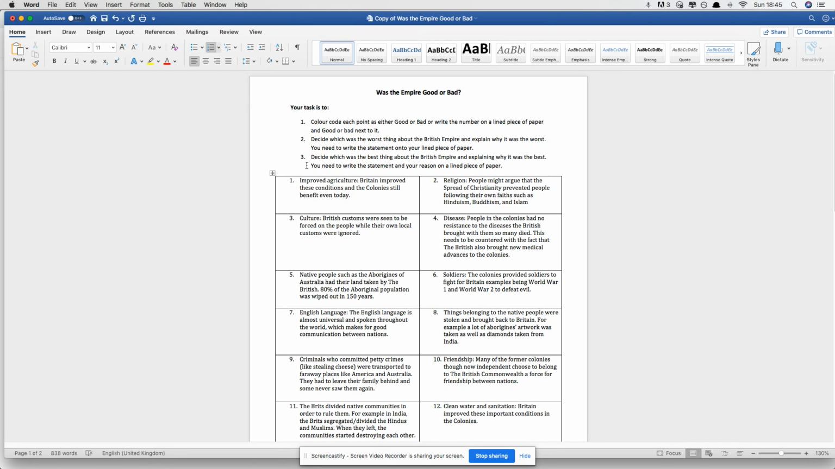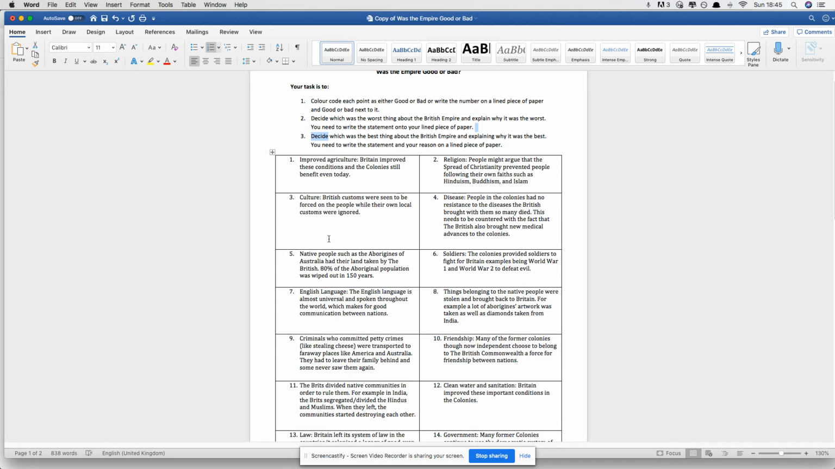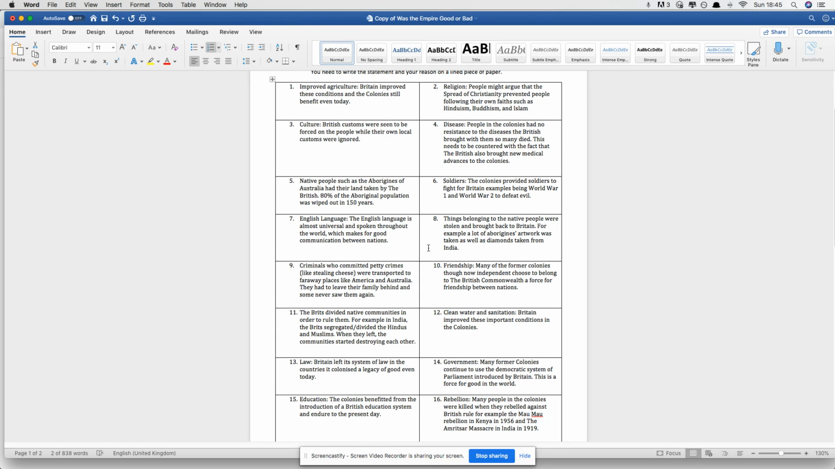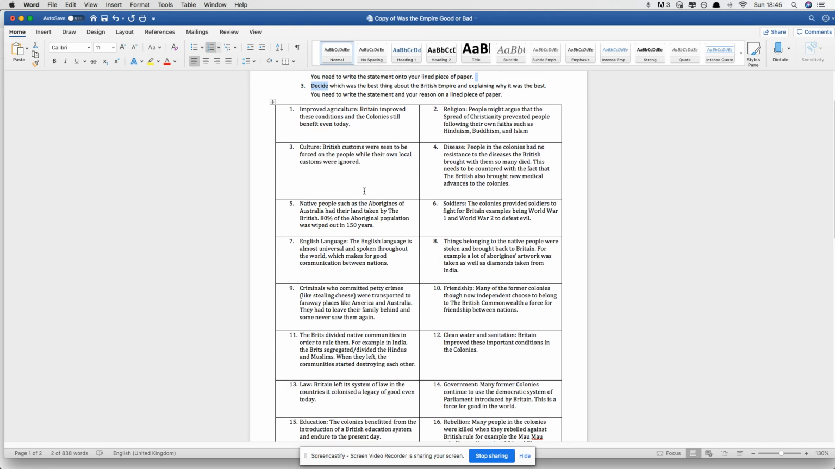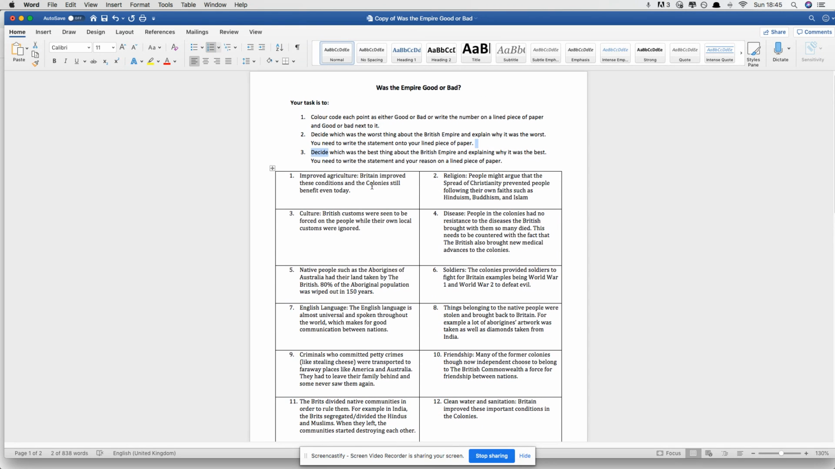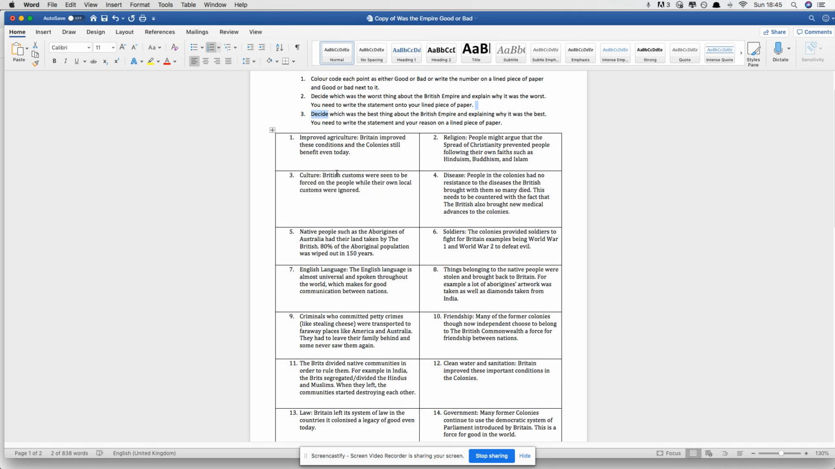Once you've done all of these, what I'd like you to do is these two tasks here. Decide which was the worst thing about the British Empire and explain why it was the worst. And decide which was the best thing about the British Empire and explain why it's the best. So once you've read all these statements, you should have a clear idea of the good and the bad aspects of the British Empire. And you might choose one.